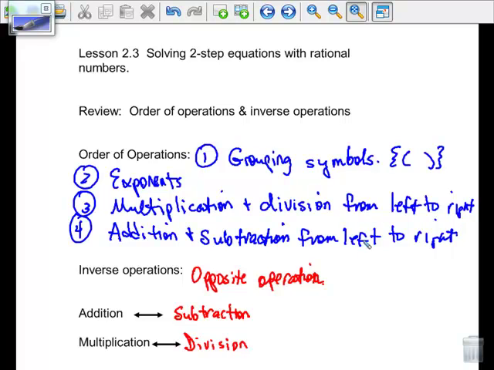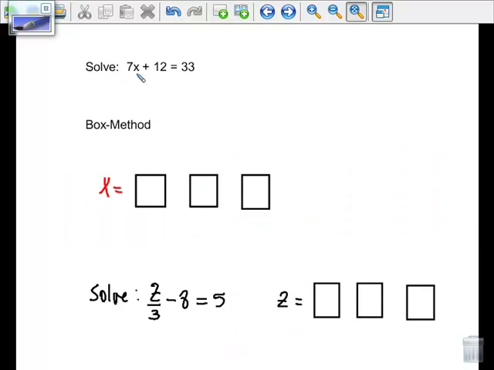And we're going to use the order of operations and inverse operations to solve our two-step equations. So first we have 7x plus 12 equals 33. I'm going to show you a method called the box method. And this method just shows how we undo the order of operations. So first, I have x equals, and since I have 3 separate terms up here, I need 3 boxes. And the first thing I want to do is look and see what operation has been performed on the x. Well, it was multiplied by 7. And then the next operation in order of operations would be to add 12. And once those two operations were performed, the answer was 33, so that goes in the first box, or the last box.